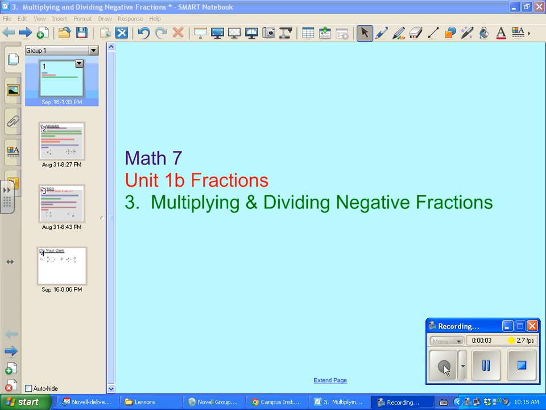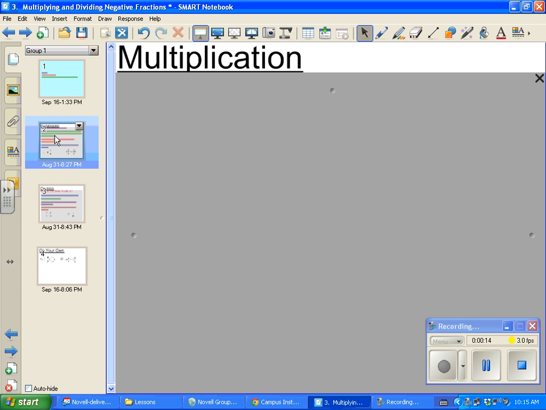Your lesson today is over multiplying and dividing negative fractions. Now, much like addition and subtraction of negative fractions, you're going to find that the rules are the same as they've always been. We're just combining with other rules.